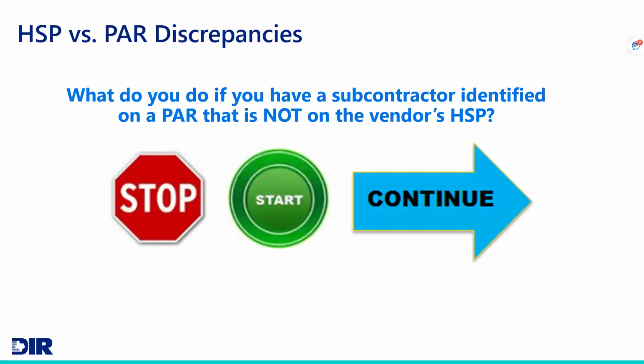And if you do get a PAR report and you're seeing that the vendor is using a subcontractor that is not on the approved hub subcontracting plan, it's important to stop work with that vendor. Stop work, stop payments, because that vendor is not compliant under the scope of their DIR contract. So that vendor needs to reach out to us at DIR to bring their hub form into compliance before any work can then continue.